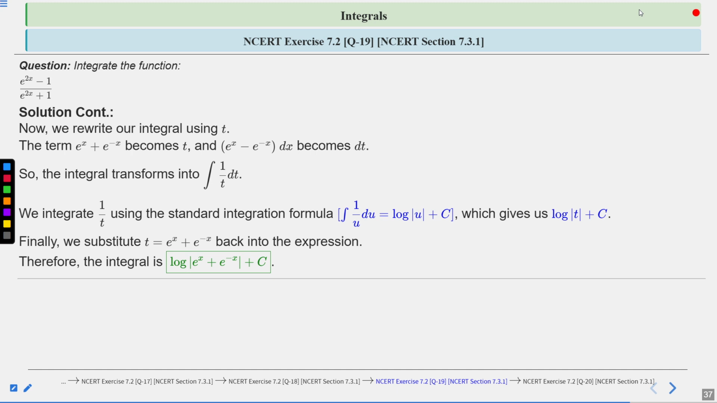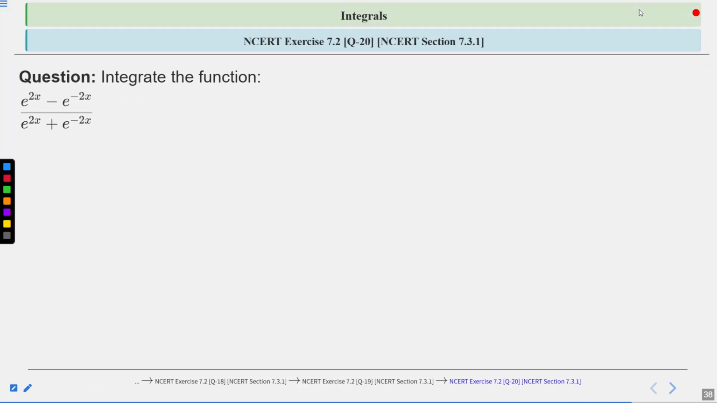Okay. Hope it's clear to all. Let us move to the next question. Next question is NCERT exercise 7.2 question number 20.